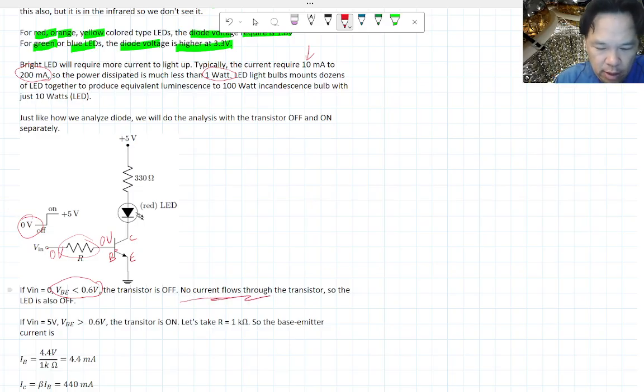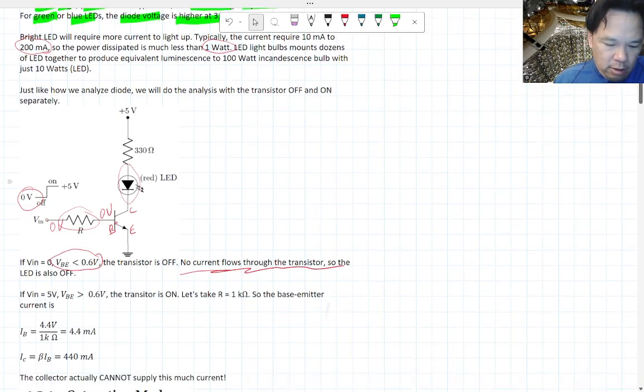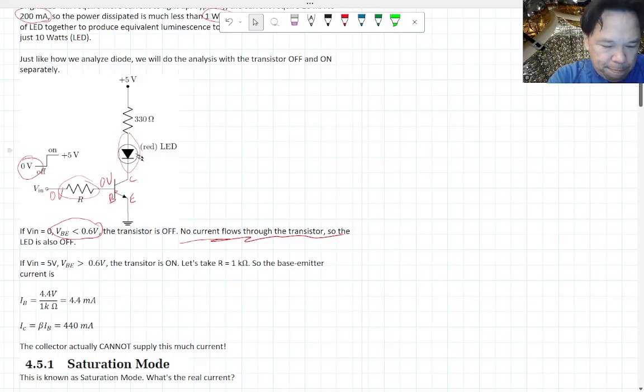In that case, no current flows through the transistor, and therefore there's no current coming through the collector either, and therefore the LED is off. Okay, hopefully that makes sense.